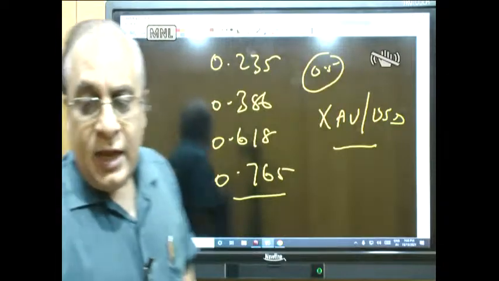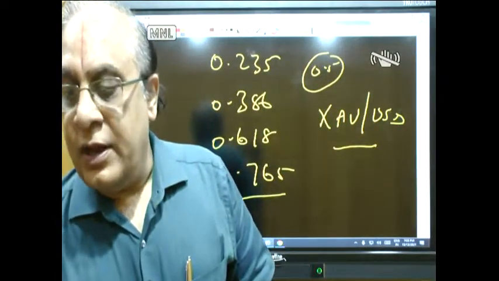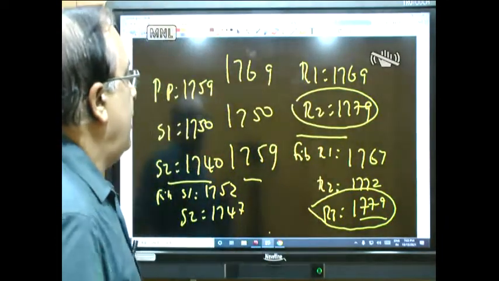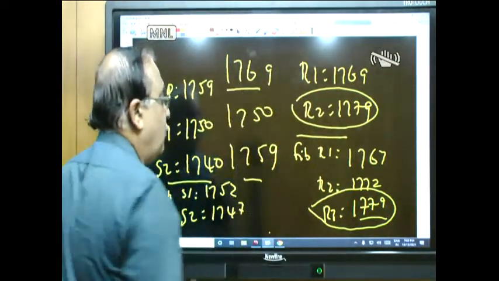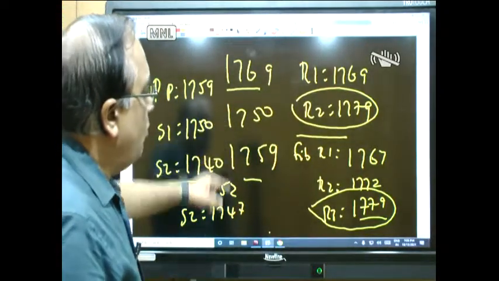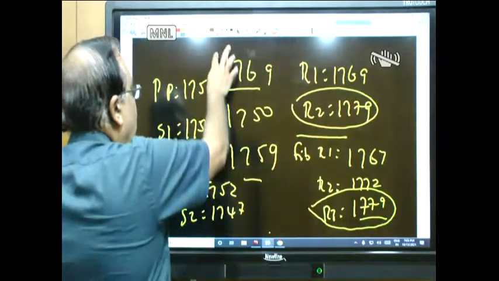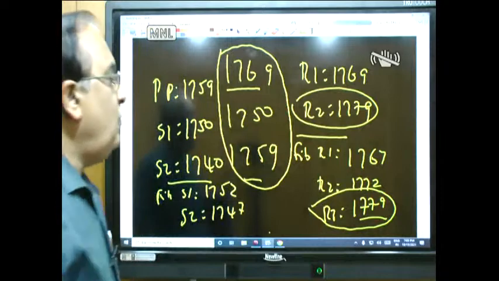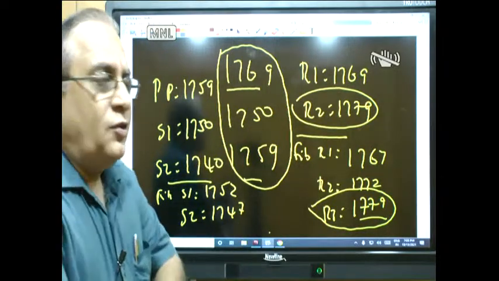Now we'll go to the XAU USD previous day ranges. This is yesterday's, that is the 12th, today is the 13th, right? On the 12th, the high was 1769, the low was 1750 and the close was 1759. These are yesterday's coordinates as far as the international gold price is concerned.